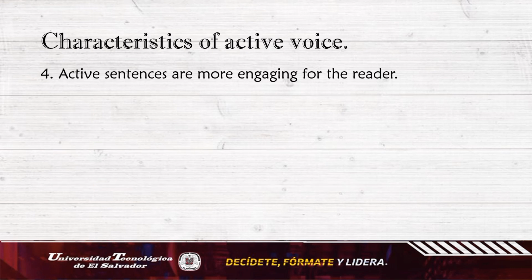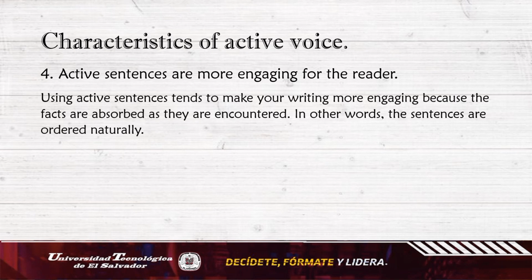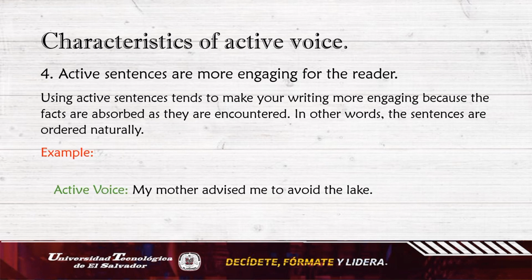Number 4, active sentences are more engaging for the reader. Using active sentences tends to make your writing more engaging because the facts are absorbed as they are encountered. In other words, the sentences are ordered naturally. For example, "My mother advised me to avoid the lake." With this active sentence, the information is absorbed as you encounter it.